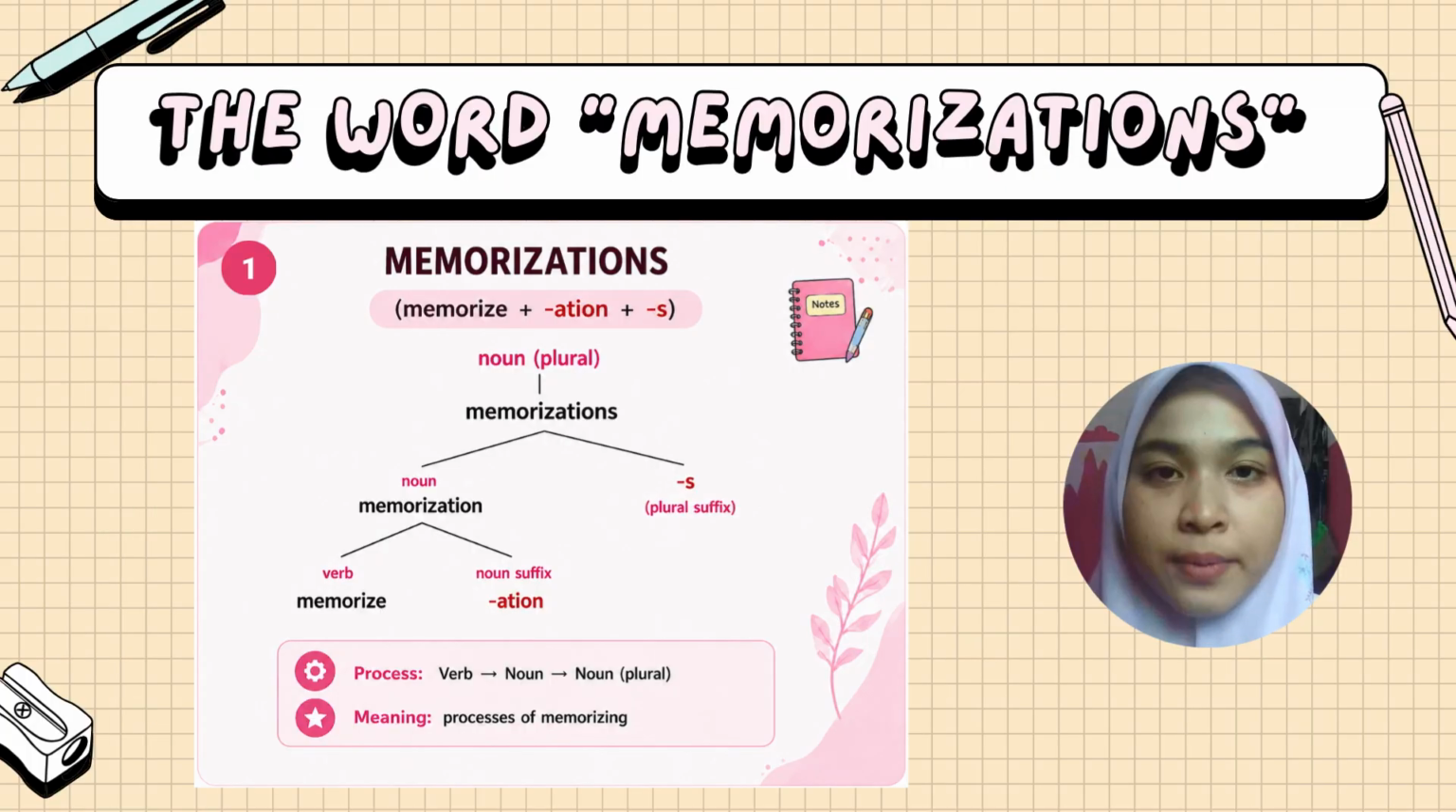First, I will explain the word memorizations. This word consists of three morphemes: memorize, ation, and s. The word memorize is a verb. Then, the suffix ation is added to form a noun, memorization. After that, the suffix s is added to indicate plural form. So, the process is verb to noun and then to plural noun. The meaning of this word is processes of memorizing.